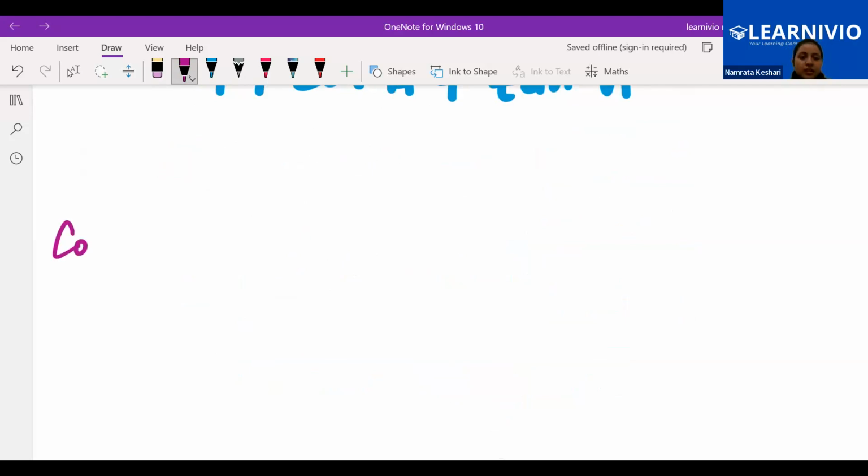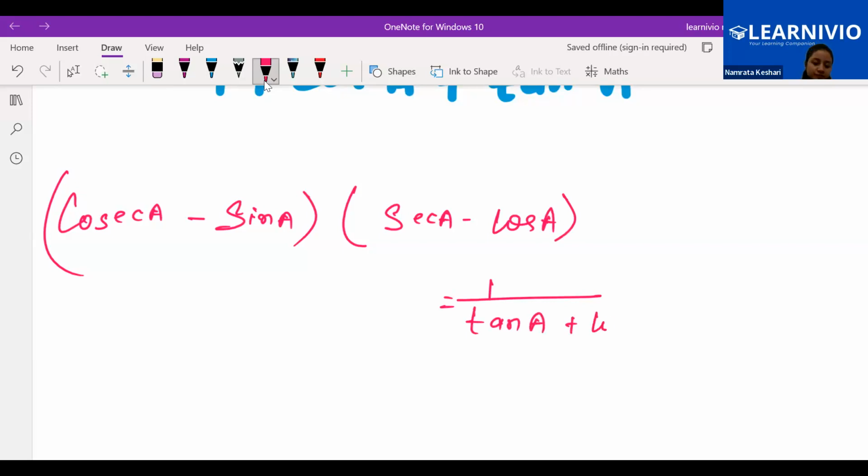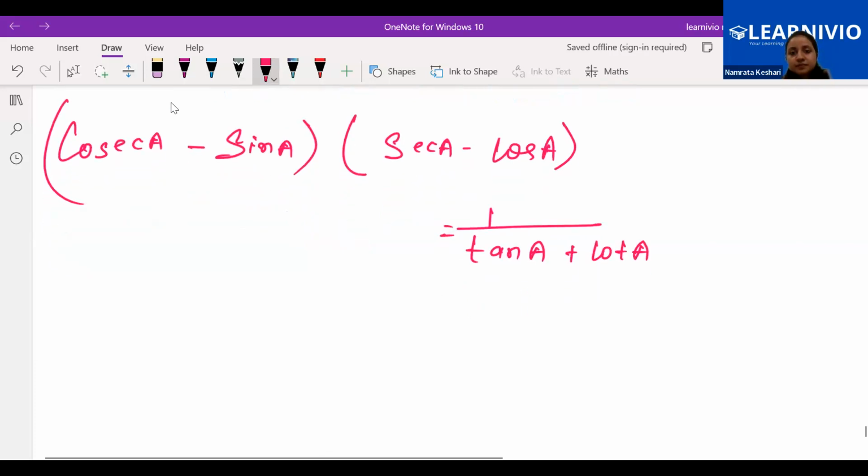Next one, let's take it. Let's finish it today. Cosec A minus sin A into sec A minus cos A is equal to 1 by tan A plus cot A. What to do over here? It looks like simplification can be done on the left side. So let's try working on left side.